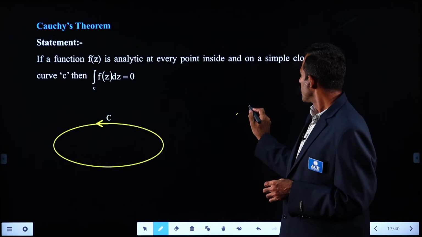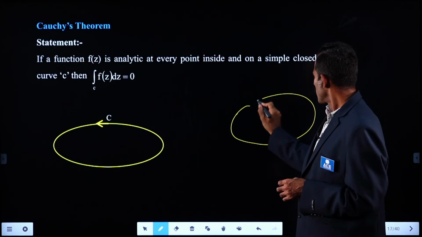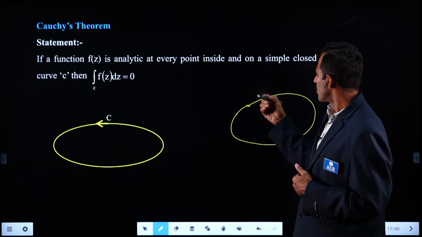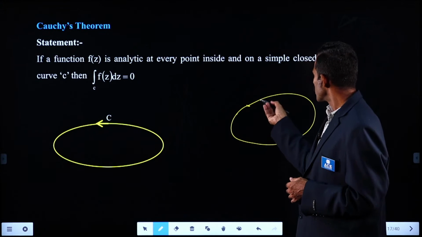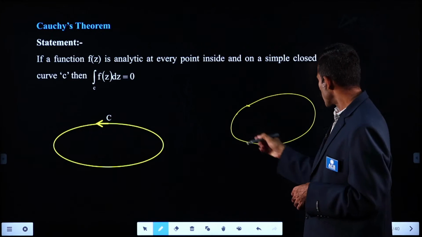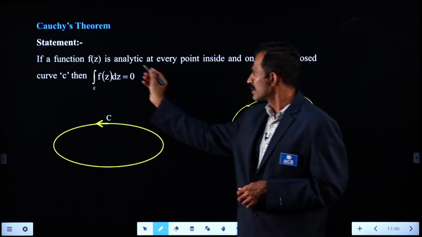According to this theorem, if you are given integral of complex function and we check that function is analytic inside C, on C or not, inside C, on C, analytic, then the integral of the function along the closure curve is always 0. That is it.